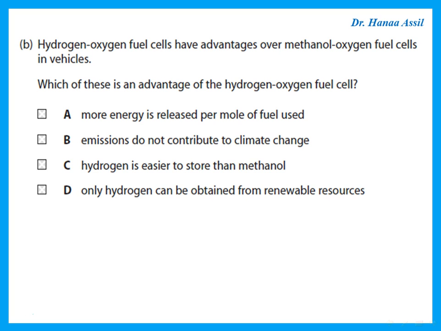Hydrogen-oxygen fuel cells have advantages over methanol-oxygen fuel cells in vehicles. Which of these is an advantage of the hydrogen-oxygen fuel cell? Remember that the main advantage of a hydrogen-oxygen fuel cell is the fact that its final product is only water. So the only thing that is given out in these fuel cells is water or water vapor. So there is no pollution. Something like methanol would give carbon dioxide, which causes climate change, while for the hydrogen-oxygen fuel cell, the emissions do not contribute to climate change.